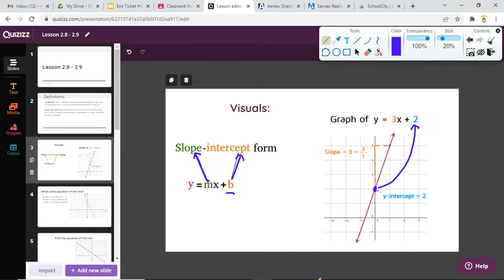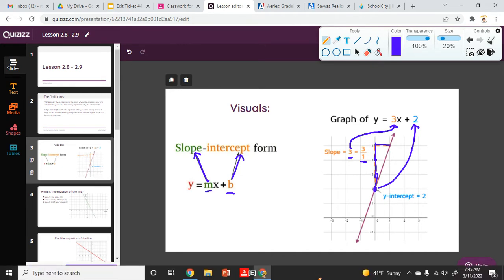Now let's also talk about the slope. The slope is found by doing rise over run. Notice here we go up 1, 2, 3 boxes and over 1, which means our slope can be represented by 3 over 1, or simply 3. If we look over here at our equation, our m has been replaced with the number 3. So the equation of this line could be represented using slope-intercept form as y is equal to 3x plus 2.